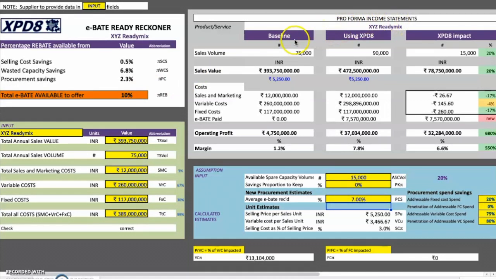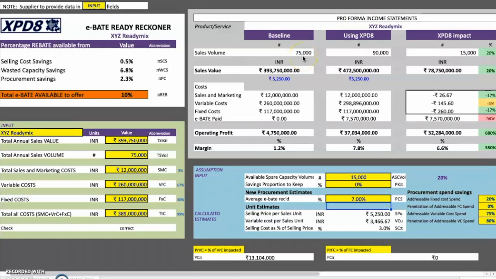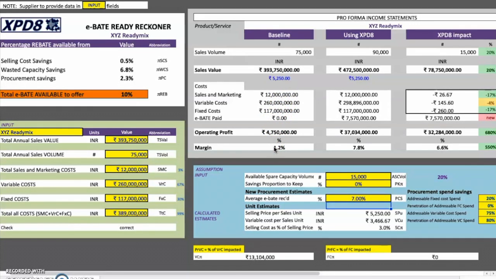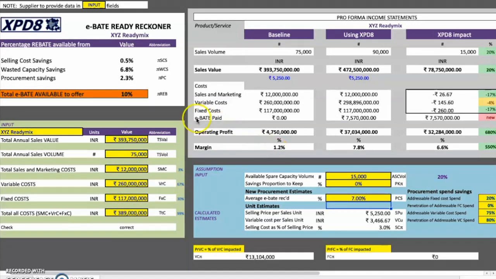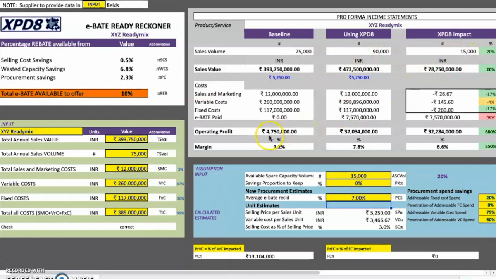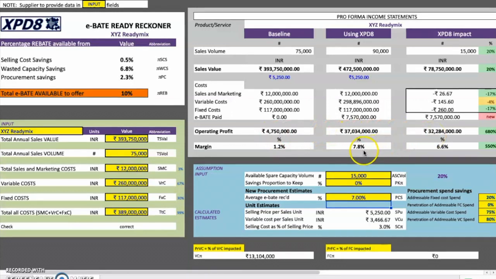The baseline shows that based on the input figures, it sells 75,000 cubic meters of concrete at an average price of 5,250 rupees per cubic meter to earn an operating profit of 47 lakhs with a slim operating profit margin of just over 1%. If the business successfully deploys its eBate offer, remembering that this is on a no-win, no-cost basis, we can see that the impact of the additional 15,000 cubic meters increases its profit dramatically, by more than 3 crores, increasing its operating profit margin to almost 8%.